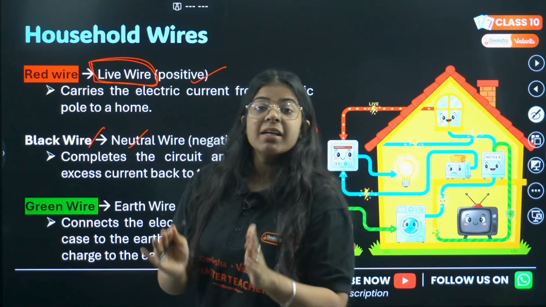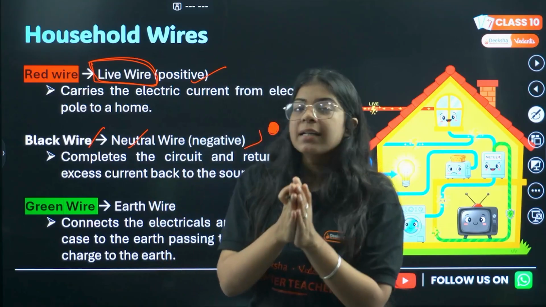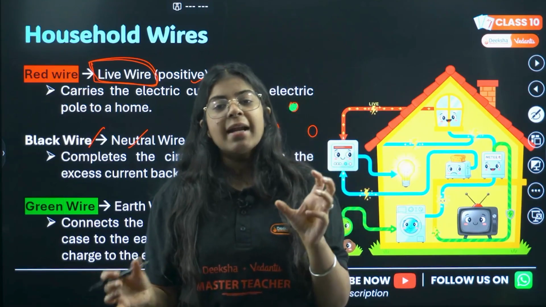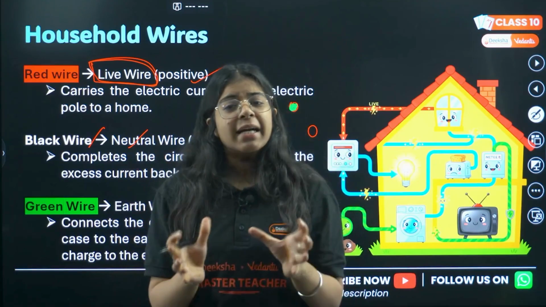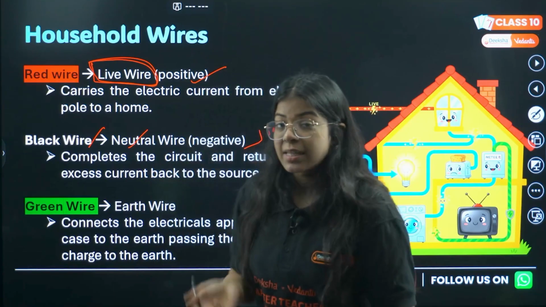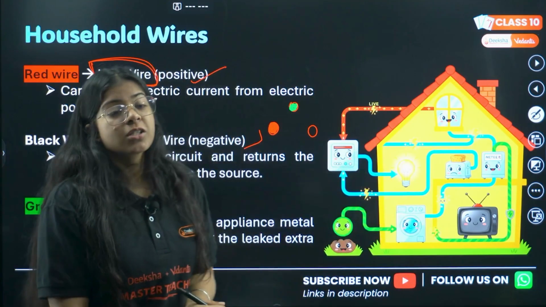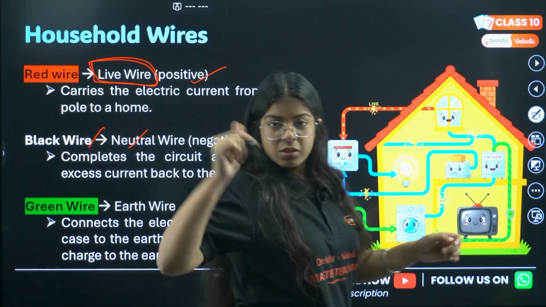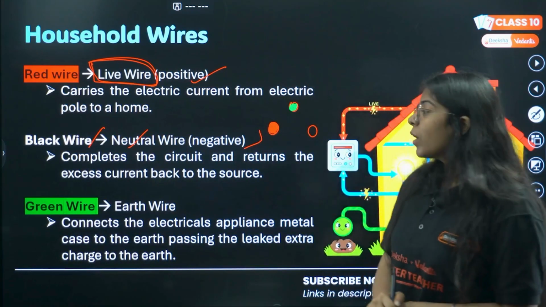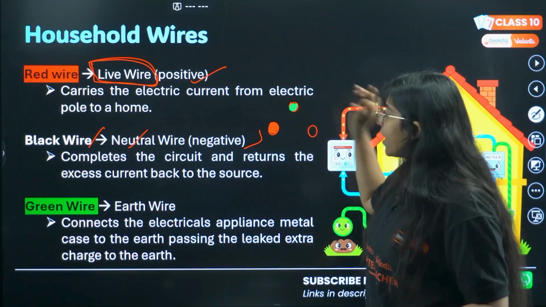They are never connected directly with each other. The positive wire and a neutral wire will never be connected directly with each other, because if they do, there will be a spark, there will be a short circuit in our houses, which we'll study in the next slide. So this is our neutral wire, red wire and green wire.